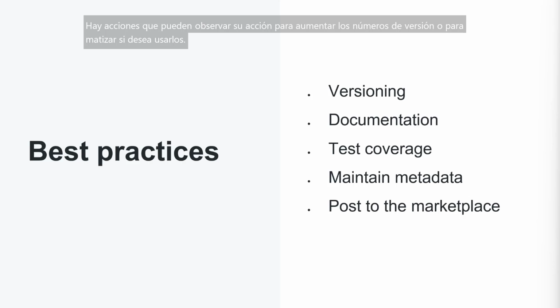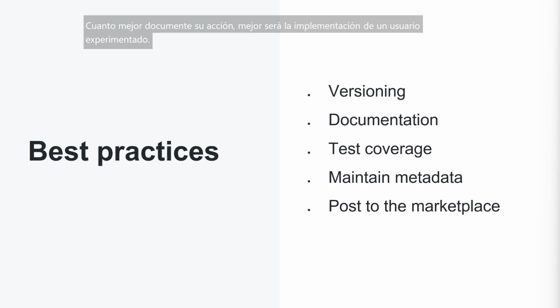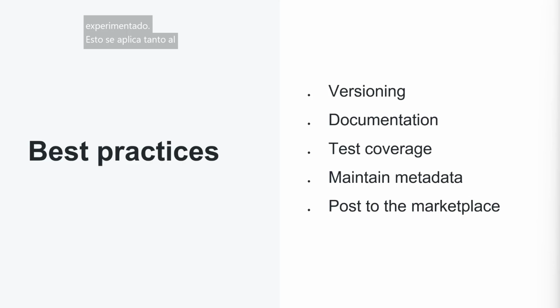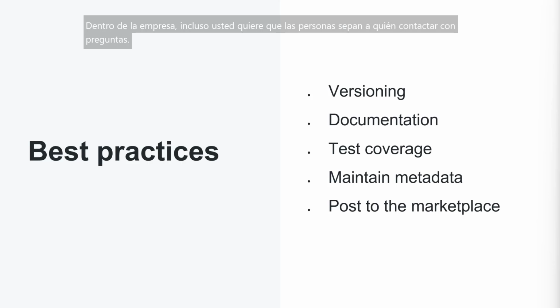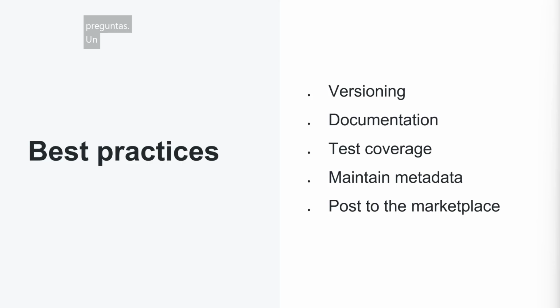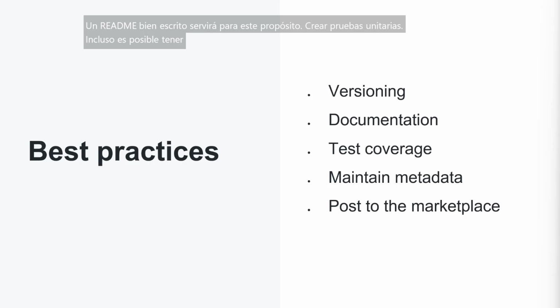Good documentation. The better you document your action, the better of an experience users will have implementing it. This applies both to open source and in-house. Within the company even, you want people to know who to contact with questions. A well-written README will serve this purpose. Create unit tests. It is even possible to have actions to run these tests.